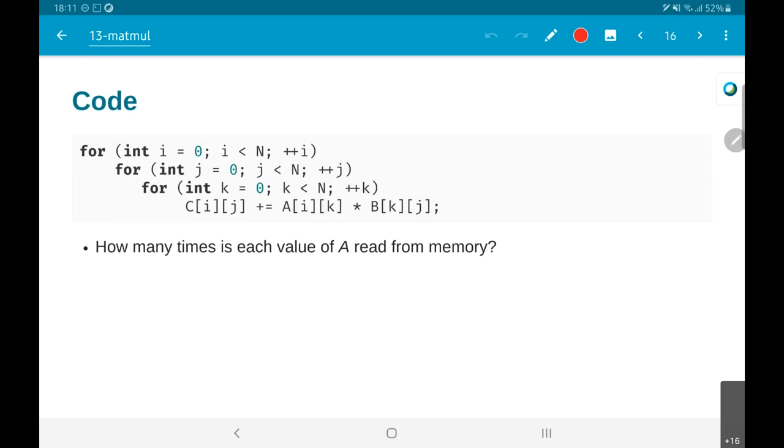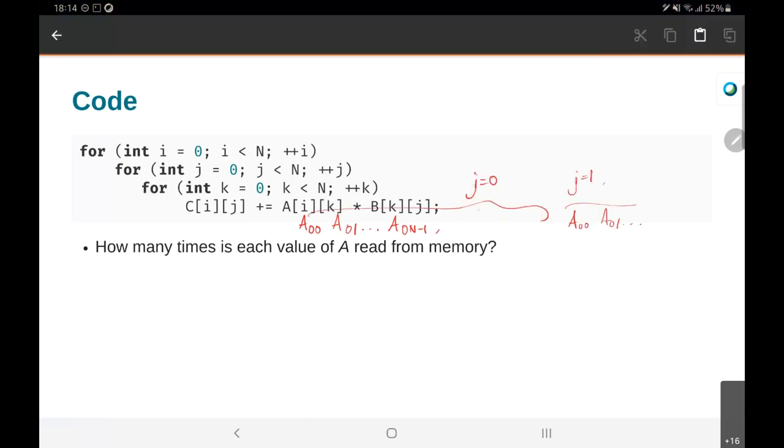If I look at it, what is going to happen is I will first read A 0 0, then I will read A 0 1, etc. up to A 0 n minus 1. So all those values are read once in the innermost loop. Next time around, what do I read? I read A10 up to A1 n minus 1. This part corresponds to j equal to 0.